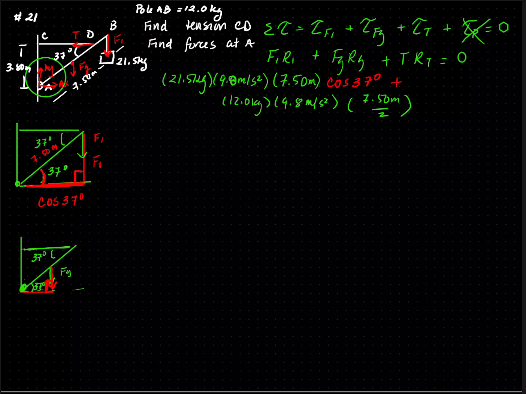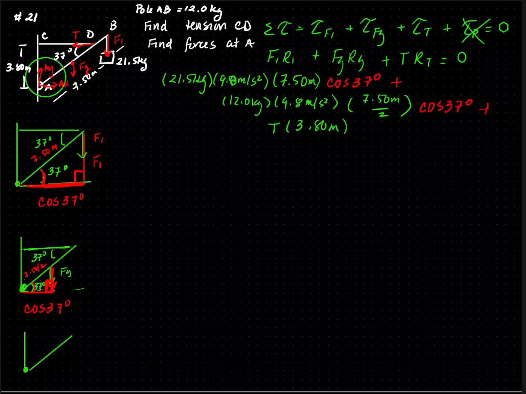The lever arm is going to be 7.50 divided by 2 because it's halfway, right? And so this is 37. So this is going to be cosine 37 because it's next to. This is the lever arm we want because it's perpendicular to FG. So this is also cosine 37. Now I'm going to plug in for T. So T is what we're solving for, and RT is going to be 3.80 meters.